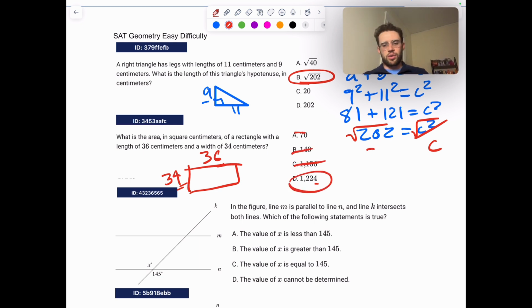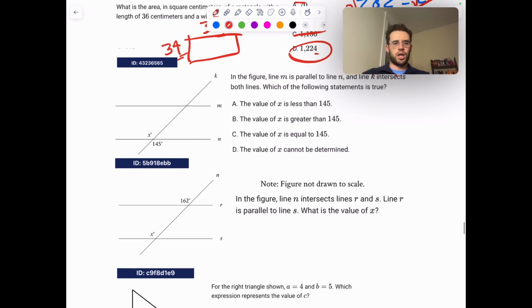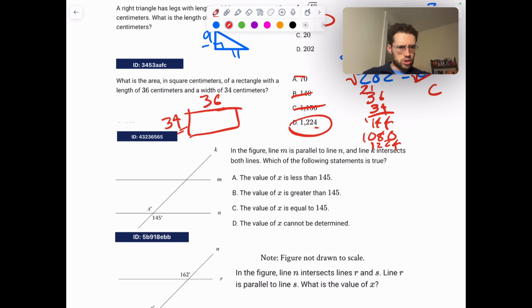Just to check it, I will actually multiply it out. And if you have a calculator on the test, you can just use that. But 4 times 36 is 144. 3 times 6 gives us 18. 3 times 3, that's 9. Get 4, this is 2, carry the 1, 2. 1224, which is the answer that we already chose. So it's D, 1224. And I think the units were square centimeters.